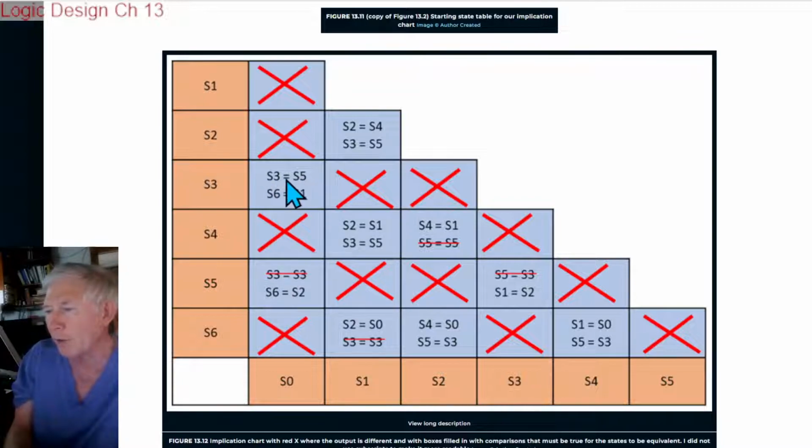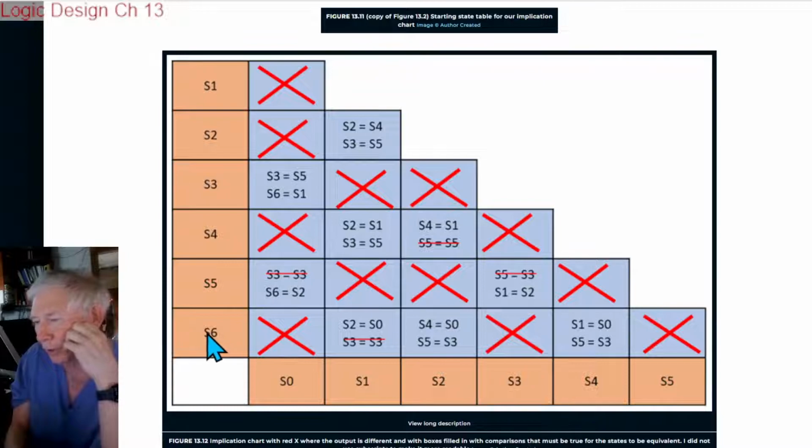Could S3 be equal to S5? Well, where's S3? It's here. Where's S5? Here. So S3 and S5. Could they be the same? Possible. How about here? How about S6 and S1? Well, so S6 is here, S1 is here. Okay, still possible. So we don't change this. How about S6 and S2? So here's 6 and here's 2, possible. How about S2 and S4? Here's 2, and we compare 2 to 4, possible. How about S4 and S1? Sorry, S3 and S5. S3 is here, S5 is there, possible.